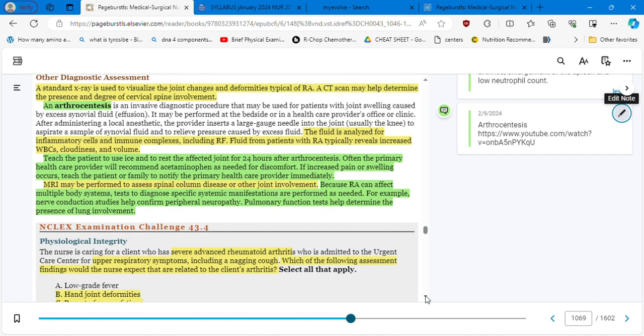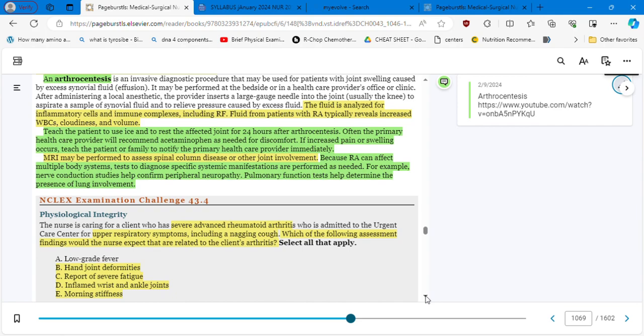Teach the patient to use ice and to rest the affected joint for 24 hours after arthrocentesis. That's our part, nursing care. Often the primary care provider will recommend acetaminophen as needed for discomfort. We always want to check how the liver enzymes are before that. If increased pain or swelling occurs, teach the patient or family to notify the primary healthcare provider immediately.